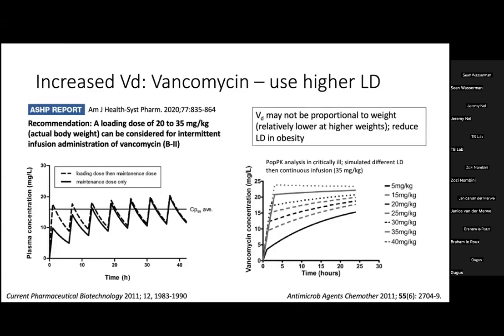We also can apply this principle to vancomycin, where we want to use higher loading doses. Most patients that get vancomycin are seriously ill and therefore have altered physiology. And so the recommendation in guidelines is that a loading dose of 20 to 35 milligrams a kilogram using actual body weight should be given when intermittent infusions of vancomycin are used.